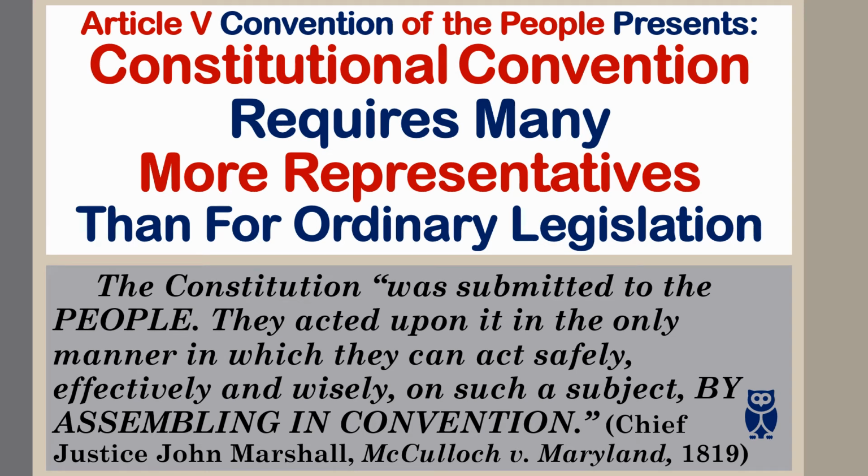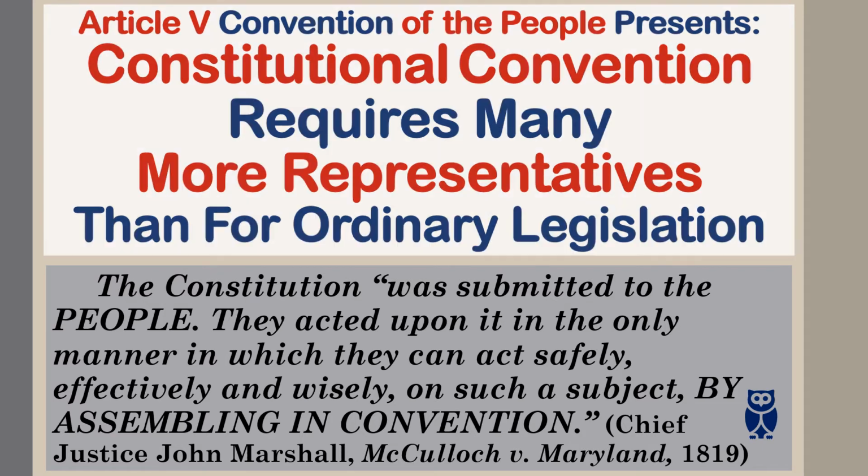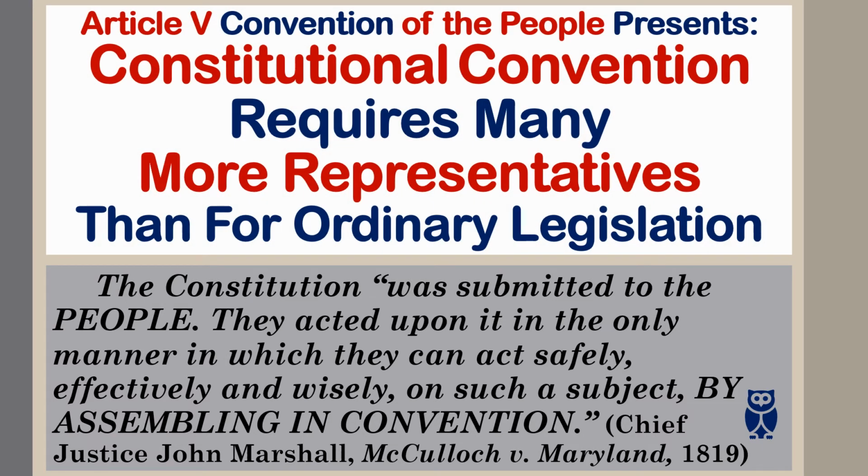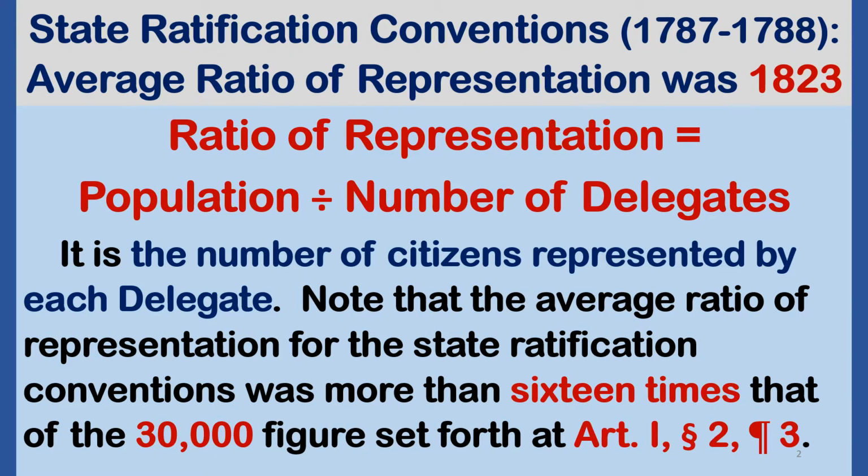In this video, we're going to cover the history of why the Constitutional Convention requires many more representatives than for ordinary legislation. The ratio of representation is basically the number of citizens represented by each delegate to a constitutional convention, or the number of citizens represented by each representative in the House of Representatives. It is the population divided by the number of delegates or representatives.